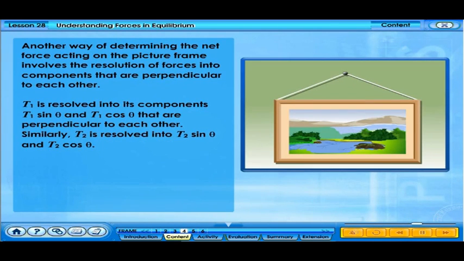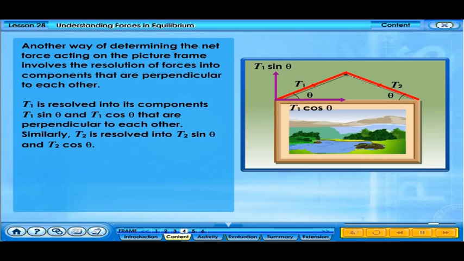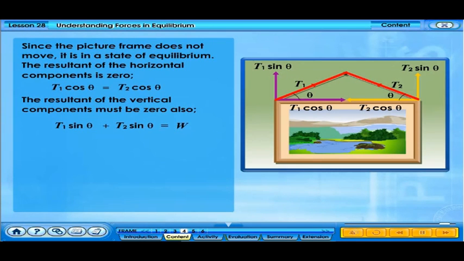Another way of determining the net force acting on the picture frame involves the resolution of forces into components that are perpendicular to each other. T1 is resolved into its components T1 sine theta and T1 cosine theta that are perpendicular to each other. Similarly, T2 is resolved into T2 sine theta and T2 cosine theta. The resultant of the vertical components must be 0 also. T1 sine theta plus T2 sine theta equals W.